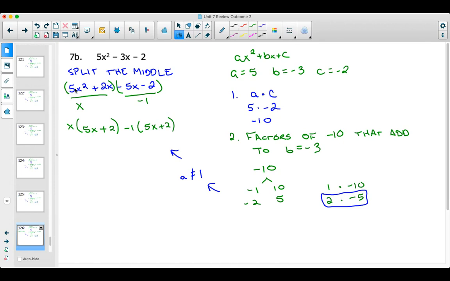Again, I have exactly the same thing in both parentheses, so that's my new GCF. I'm going to divide that. That goes outside in my first parentheses, and then what's left over, x minus 1, goes inside my second parentheses. And we're done.